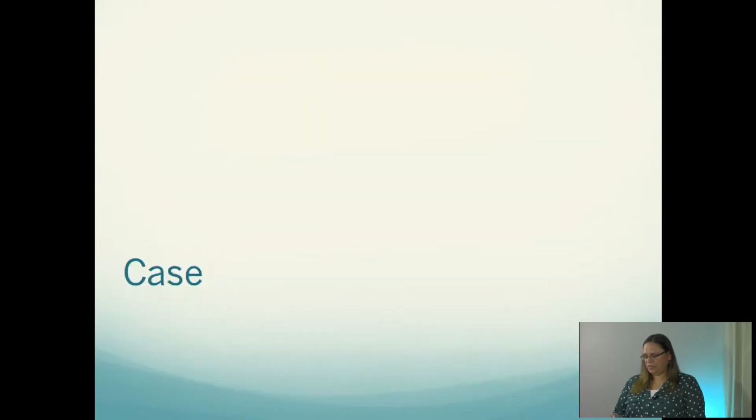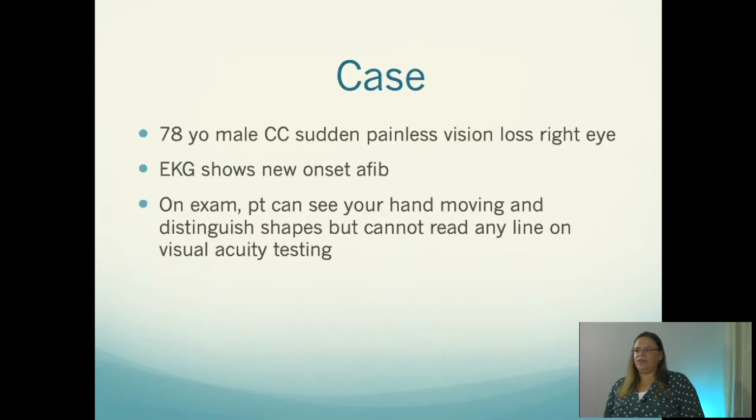All right, moving on to our next case. We have a 78-year-old male with a chief complaint of sudden painless vision loss in the right eye. The EKG shows new onset atrial fibrillation. On exam, the patient can see your hand moving in distinguished shapes, but can't read any line in the visual acuity testing.